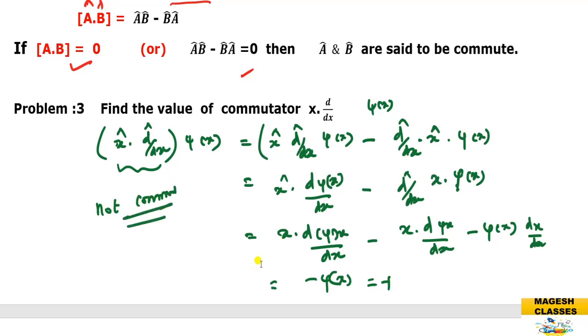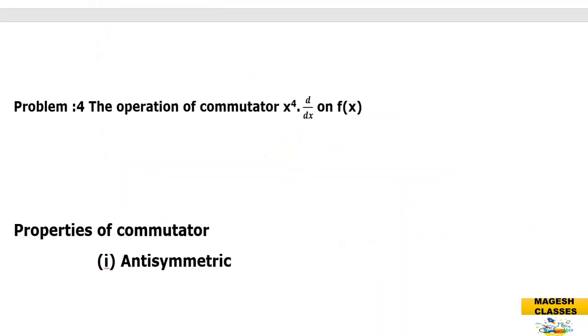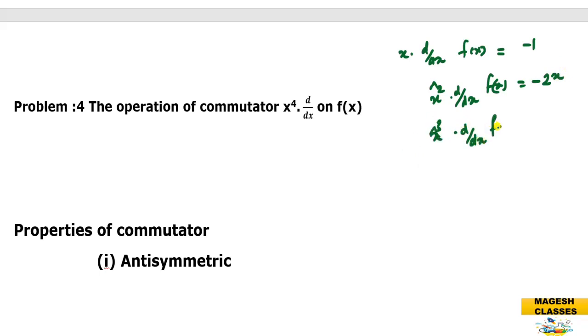So commutator means the position of the operator is interchanged, the value will be same. The next one, the operation of commutator x power 4, d by dx on f of x. x, d by dx on the function of x, this is equal to minus 1. So we have already solved. Then the square, d by dx on function of x, this will be minus 2x. And the x cube, d by dx function of x equal to minus 3x.